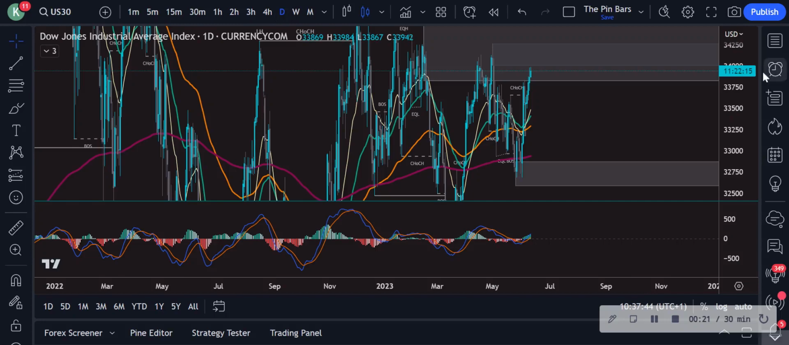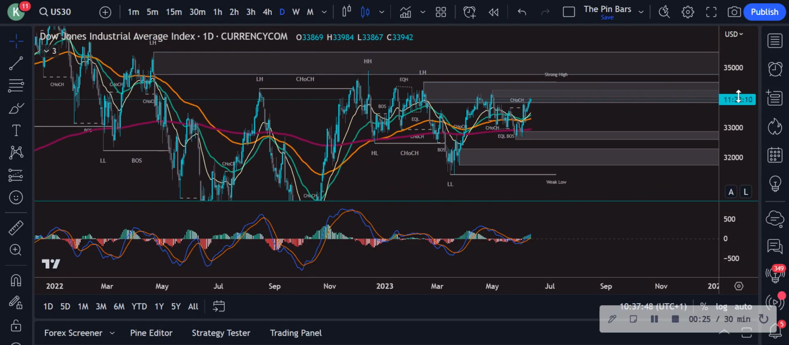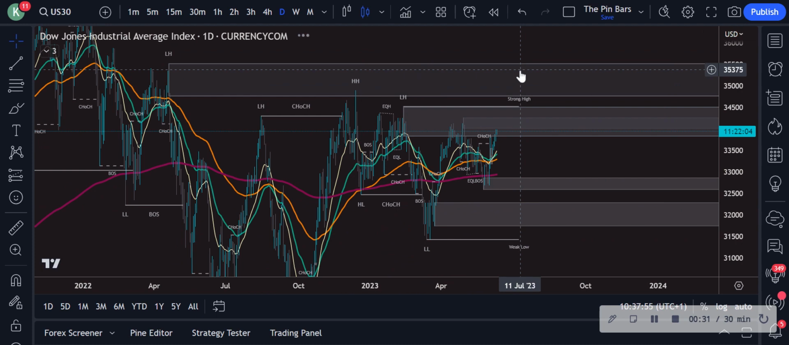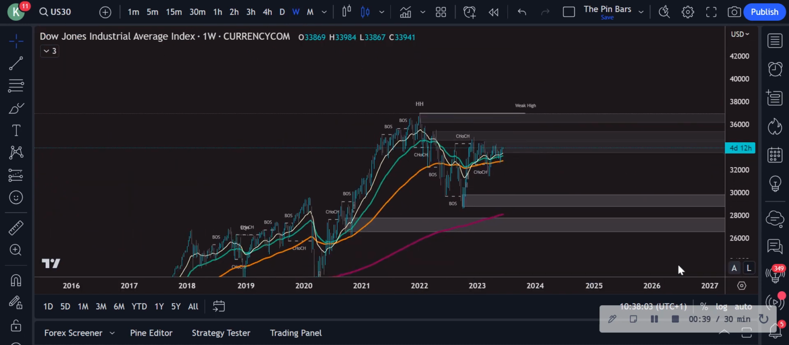Now, I'm just going to go to the daily, if you guys don't mind. I've actually deleted all my drawings previously. Let me get rid of the MACD line. Okay, I'm just keeping my moving averages on. So you can see on a daily, it's an uptrend. On a weekly, it's an uptrend. My 200 is here.